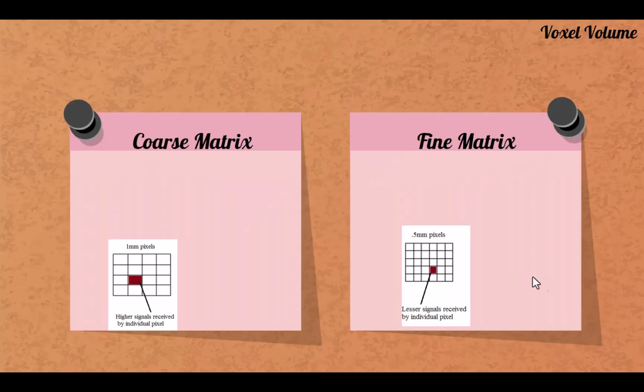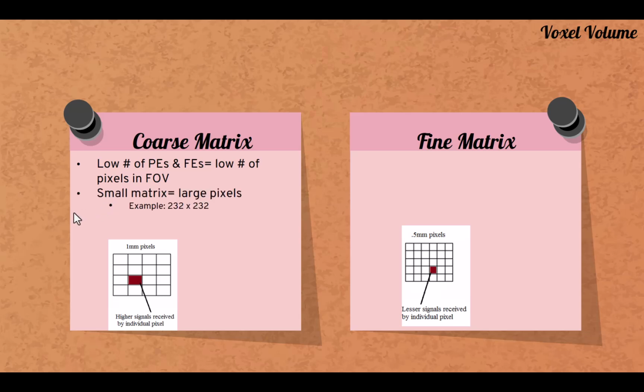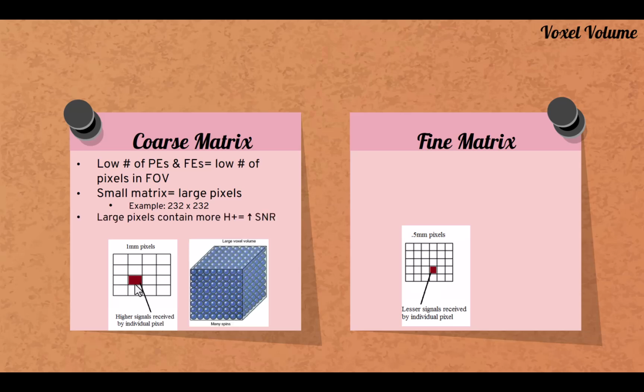Let's differentiate a coarse matrix from a fine matrix. A coarse matrix is when you have a low number of phase encoding steps and frequency encoding steps. Or you can think about it as a low number of pixels within the field of view. When you have a small matrix, like a 232 times 232, you're going to have large pixels, as you can see here. A large pixel will contain more of these hydrogen spins, which increases the overall SNR. The trade-off, unfortunately, is as you increase the pixel size, you're going to reduce the spatial resolution.